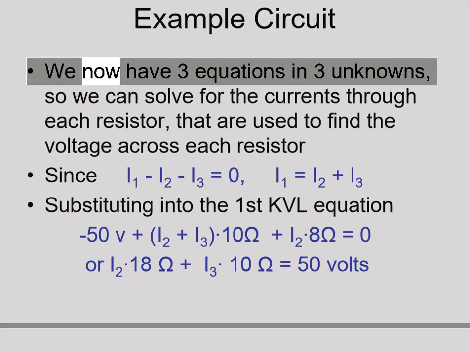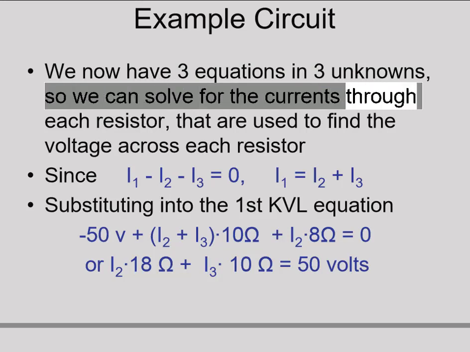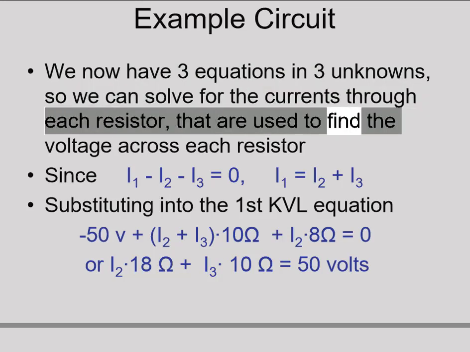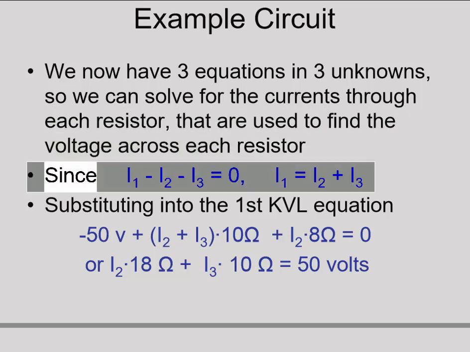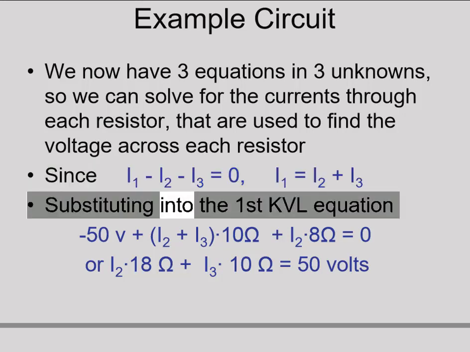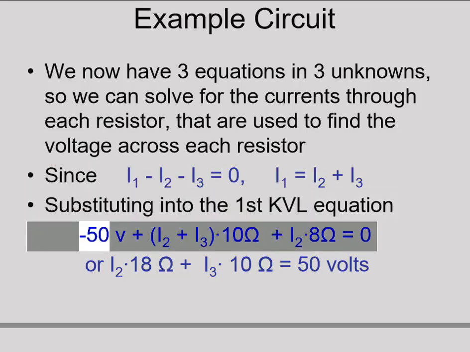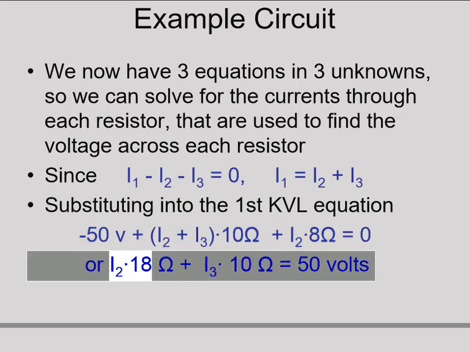Example circuit: we now have three equations in three unknowns, so we can solve for the currents through each resistor, which are used to find the voltage across each resistor. Since -I1 + I2 + I3 = 0, I1 = I2 + I3. Substituting into the first KVL equation: -50 V + (I2 + I3) 10 Ω + I2 8 Ω = 0, or I2 18 Ω + I3 10 Ω = 50 volts.